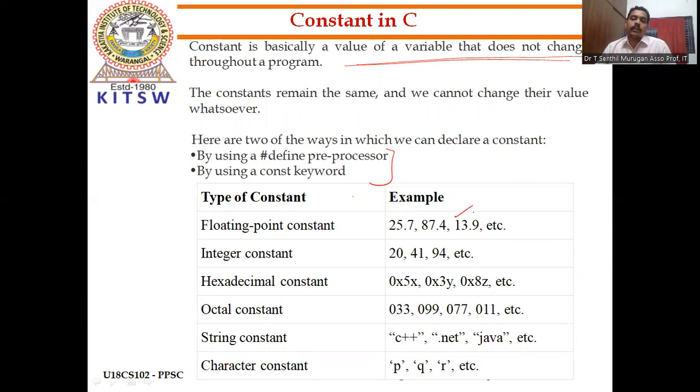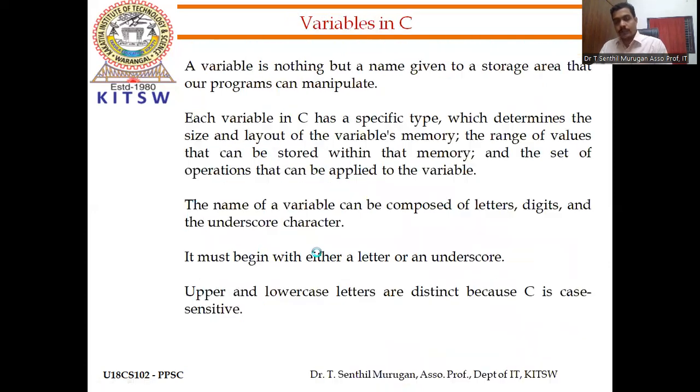So the floating constants we know use decimal points, and then integer constants, hexadecimal constants, octal constants, and string constants. A string is used in double quotes. A character is used in single quotes. What is an octal constant? Octal constant means 0 to 7 combinations. Hexadecimal means 0 to 15. These are the constants used in the C language.